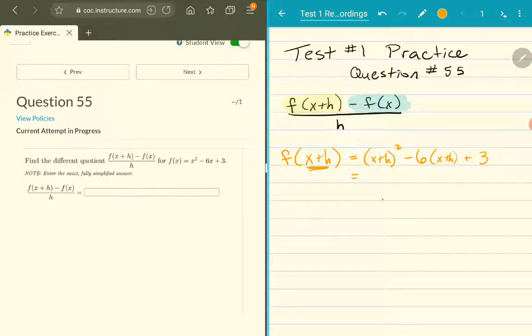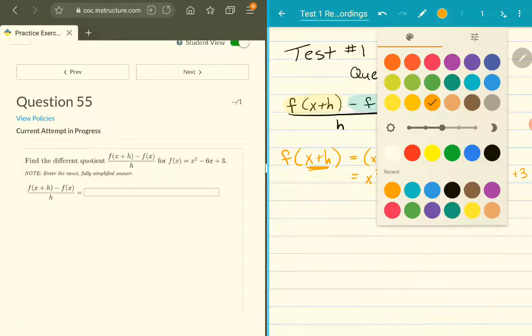I FOIL out the first piece, I get x squared plus 2xh plus h squared. And the second piece, I distribute my negative 6, and I get negative 6x plus minus 6h, and then my plus 3 on the end. I don't have any like terms, so that's all I can do here.